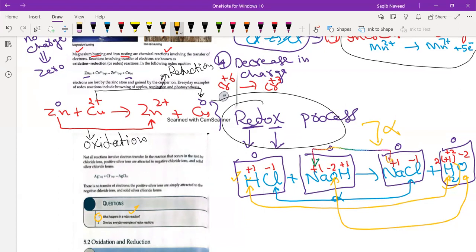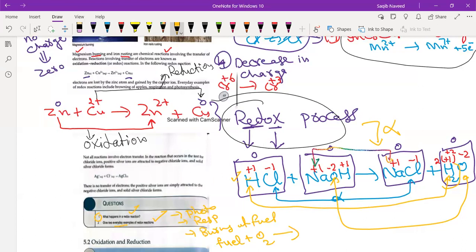Okay, give two everyday examples of redox reaction. Oh my God, we just discussed it from the plant side. Give two everyday examples of redox. Respiration and photosynthesis. And other than that, burning of fuel. What is the burning of fuel? You take fuel like petrol. Petrol reacts with oxygen. So which reaction is occurring usually in your car engine?